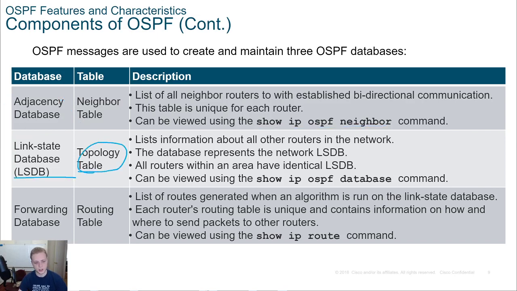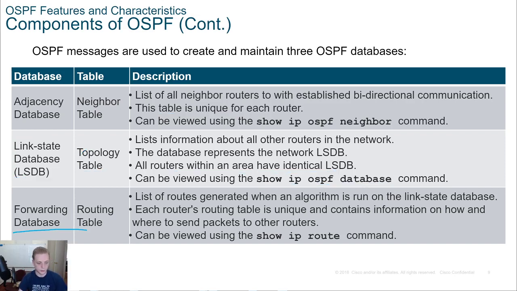We're going to have our link state database. This is going to show us a topology table. This will have all of our information. All routers will have an identical LSDB. The adjacency database is unique, and the routing table is unique. But the link state database is going to be identical. We can show this with show IP OSPF database. It's going to show us all the information we know about all of the links in the network.